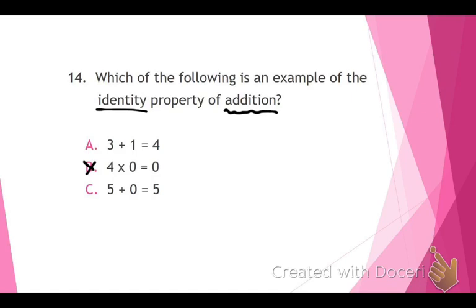So now, identity. Raise your hand if you think it's A that has to do with identity. Raise your hand if you think it's C that has to do with identity. Think about it. If the number 3 looks into a mirror, who is it going to see? The number 3. Is this a number 3? No. Okay, let's try C. If the number 5 looks in a mirror, who is he going to see? A 5, okay? Remember, the identity property tells me that I can add 0 to any number and it will not change the identity, or it will not change who the number is. So the correct answer is C. 5 plus 0 equals 5.